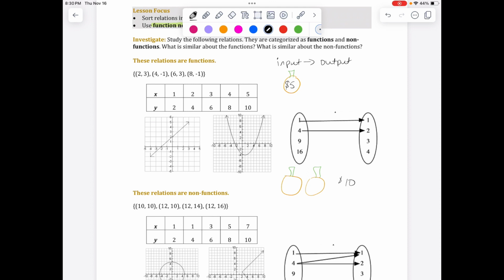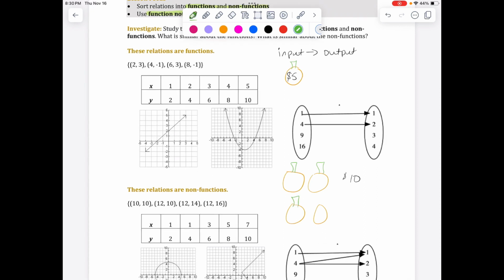And then someone else goes up to the till, the cash register, and they buy 2 pumpkins and they are charged $8. They're right behind me in line and they're charged $8. Well, that's not a function because here we input 2. We input a 2 into the little function machine, into the cash register. We put in a 2 and we got out either a 10 or an 8.